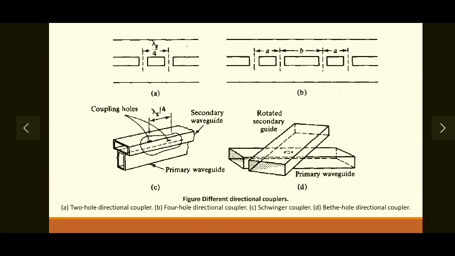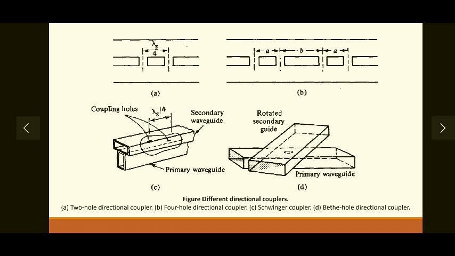So this is the diagram of different types of directional couplers. Diagram A denotes the 2-hole directional coupler. You can see there are 2 holes separated by length lambda g by 4. Lambda g is the guided wavelength. So the distance between the centers of the 2 holes is lambda g by 4. Similarly, the second diagram, diagram B, shows 4 holes, which is called a 4-hole directional coupler. Lengths are different between each hole.